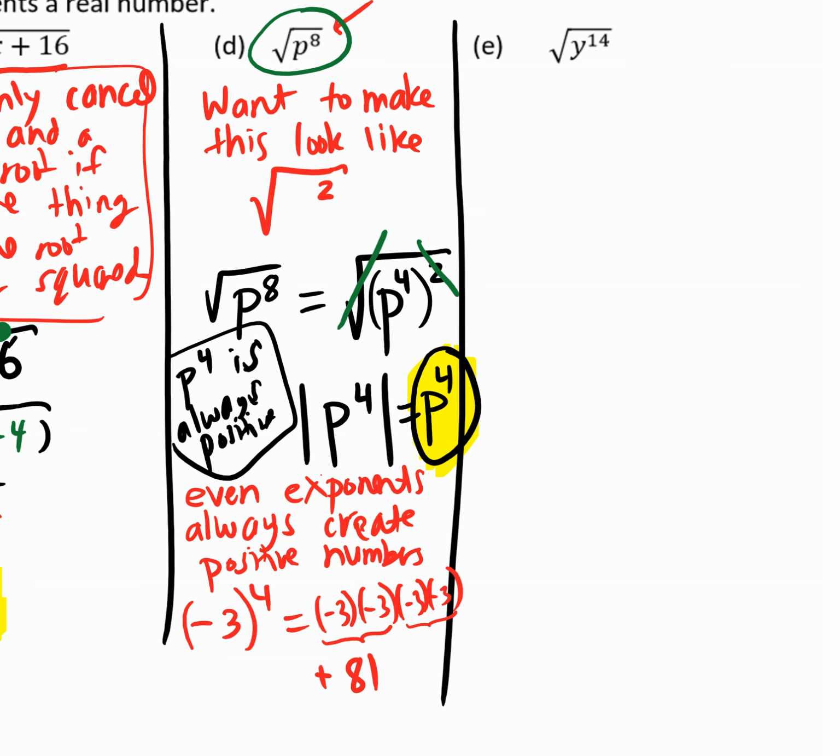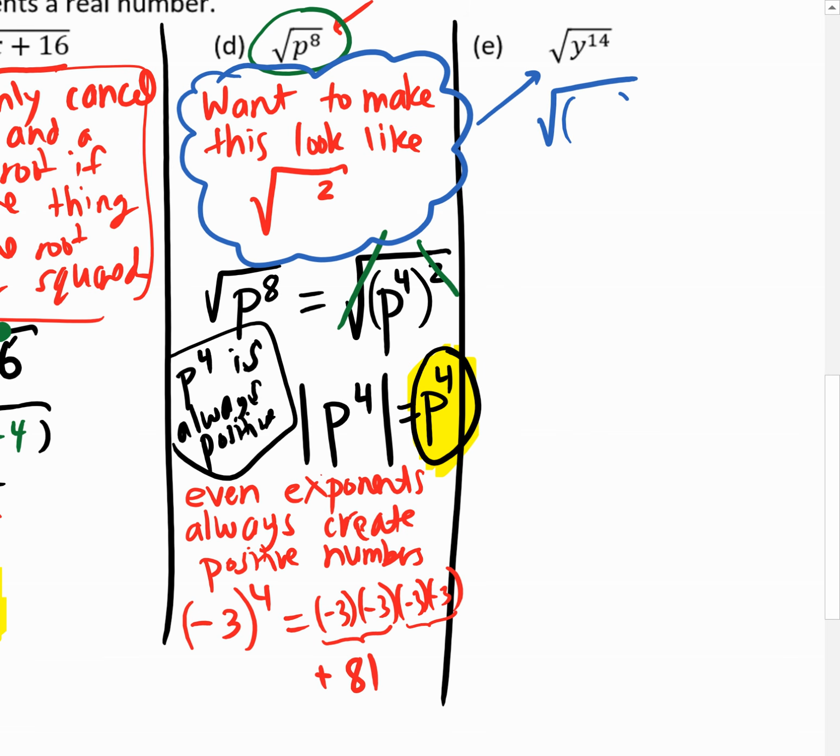Alright, let's try this last one and then we'll move on to something else. Part E, the square root of y to the 14th. I want to do something similar to the last one. I want to make that look like something to the 2nd power. So what to the 2nd power makes y to the 14th? In other words, what can you multiply by 2 to get 14? It would be 7, since 7 times 2 is 14.